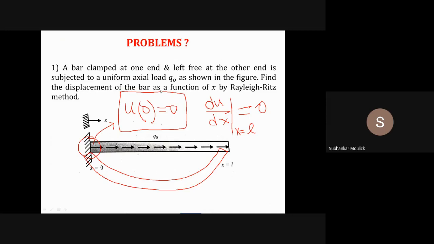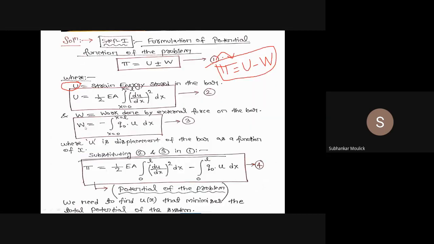There is no body force present in this question. Nowhere it has been told to you that the self weight of this bar is something, and nowhere a point load is acting. So I have to ignore those two work done, and only I will take the work done due to traction force, that is Q naught, and that is given by W equal to minus integral x equal to 0 to x equal to L of Q naught into u dx. Equation number 3. Is it clear? Equation number 3. Any doubt? Yes sir.